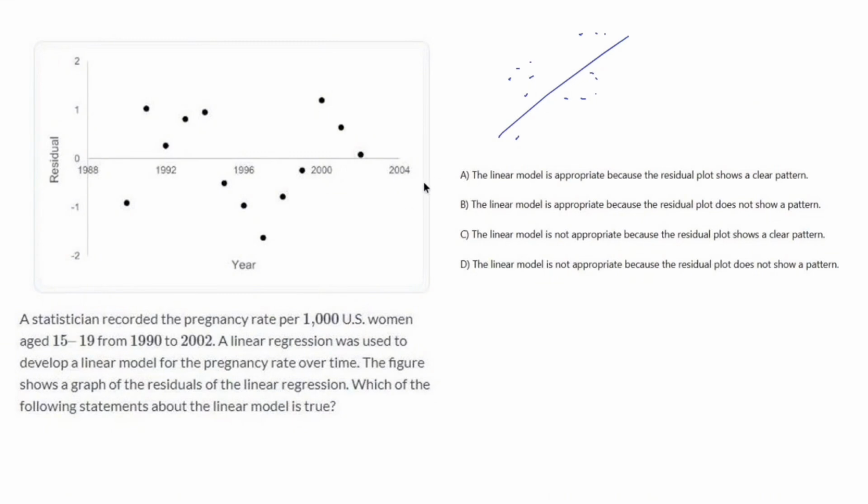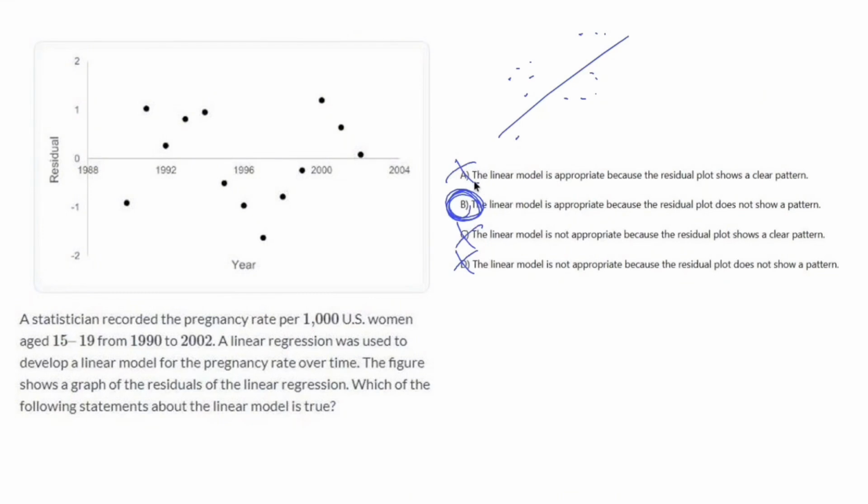A residual plot fits the data if there's no pattern whatsoever to my dots. You have a bunch of dots up here, you have a bunch of dots down there. I don't see a pattern at all. So this linear model is appropriate because it fits the data. So the linear model is appropriate, and C and D are not going to be the option. Now, why is the linear model appropriate? Because the residual plot shows a clear pattern? No, it's because the residual plot does not show a pattern.